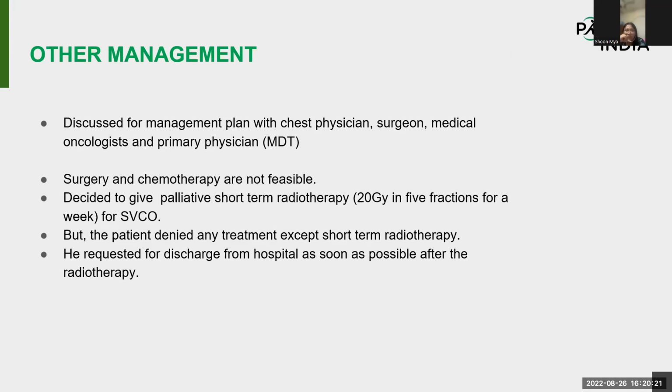After that, we discussed with the chest physician, surgeon, medical oncologist, and his primary physician about the management plan. For this patient, surgery and chemo are not feasible. So we decided to give palliative short-term radiotherapy for his SVC suppression, 20 gray in 5 fractions over a week. But the patient denied any treatment. So we tried to explain and discuss with him. After that, the patient accepted only short-term radiotherapy and still refused any other treatment. He also requested discharge from hospital as soon as possible after the radiotherapy.